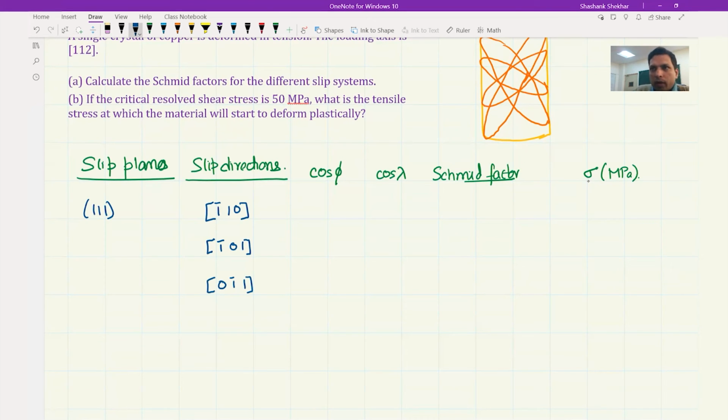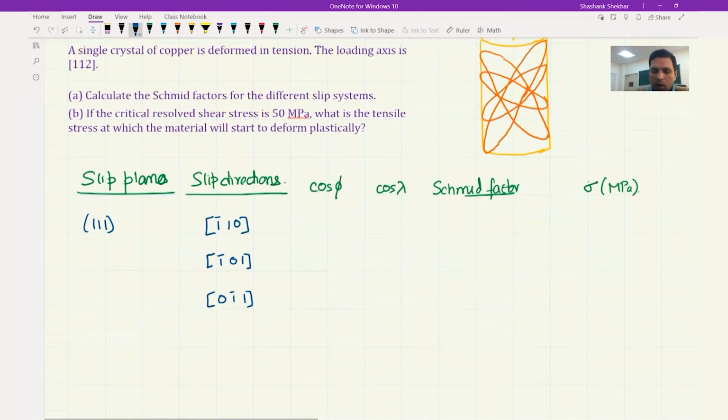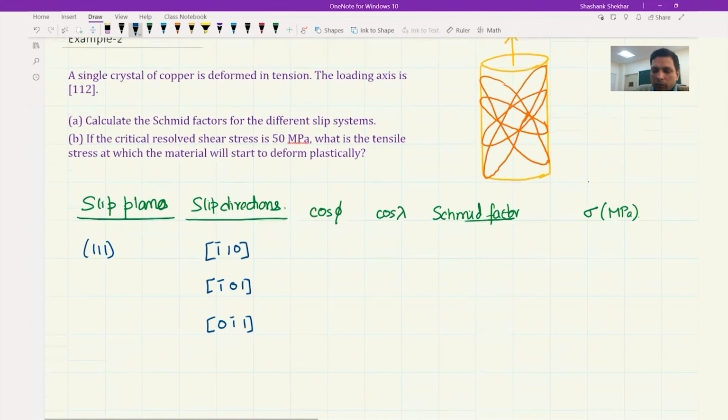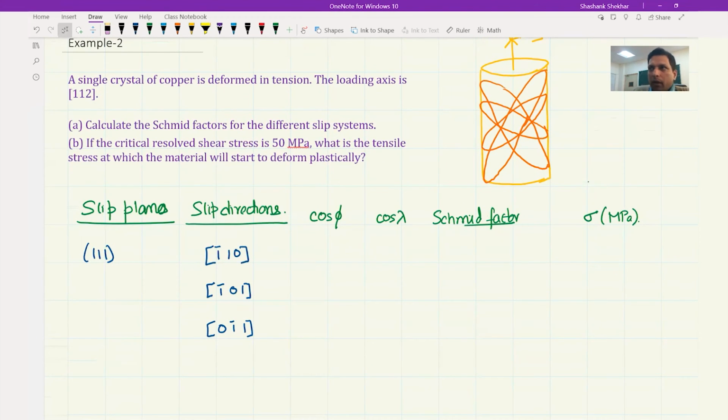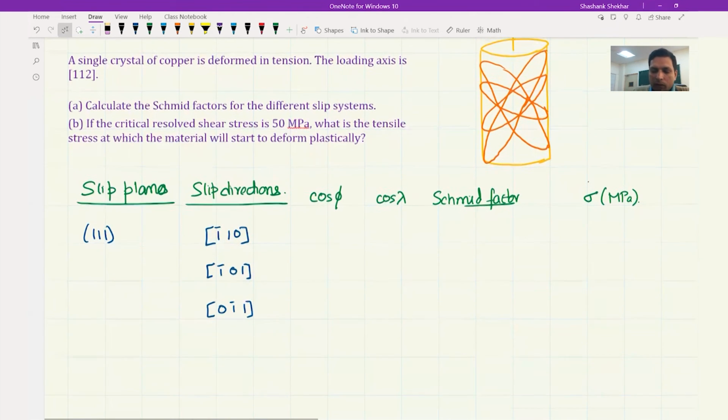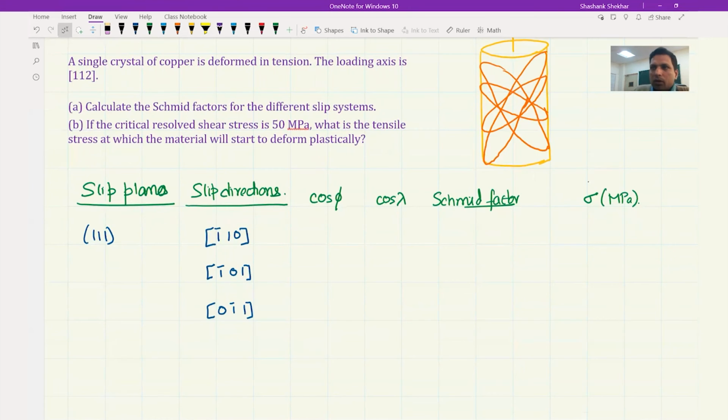So over here, we will take the cos phi, which will be between 111 and 112. And we know the relation cos phi equals H1 H2 plus K1 K2 plus L1 L2 divided by under root H1 square plus K1 square plus L1 square times under root H2 square plus K2 square plus L2 square. The equation that we used in the previous example. So I will not go through that, but I will just write the values, and it will be 2 root 2 by 3. This will be constant because this is constant here.